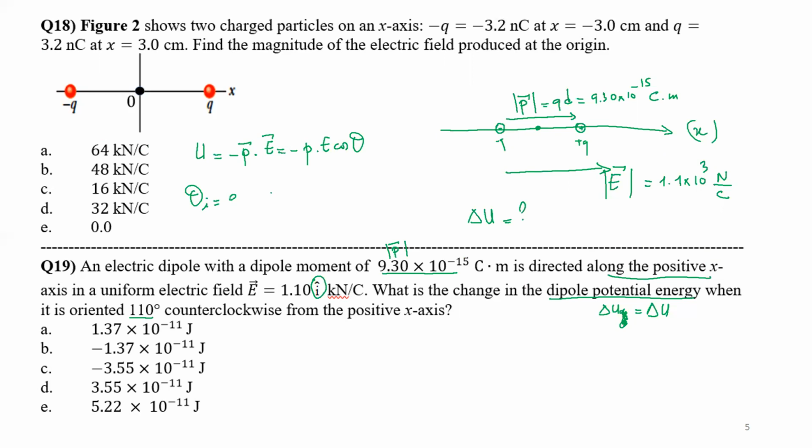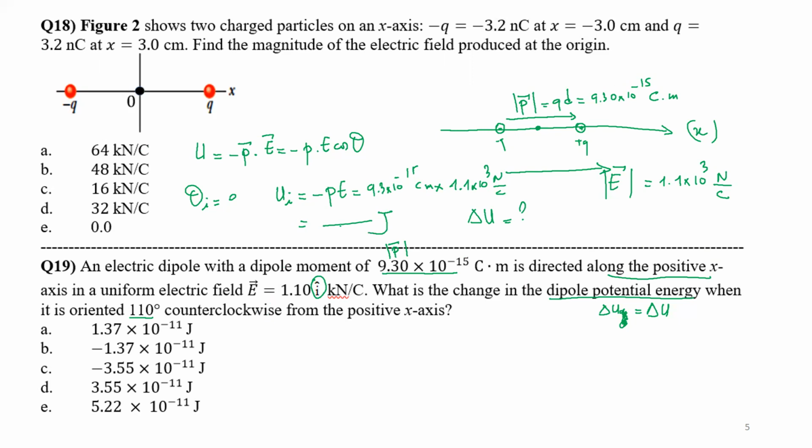Okay. So the cosine is 0. So basically my initial potential energy for my dipole is just minus PE. And I know P is given, let me write it here, 9.3 × 10^-15 Coulomb meter. And then I multiply by E. E is given in magnitude, so 1.1 × 10^3 Newton per Coulomb. And I calculated this will give me the initial potential energy in Joule.